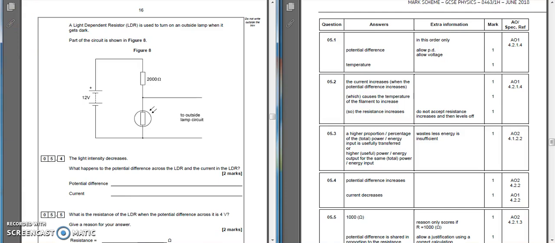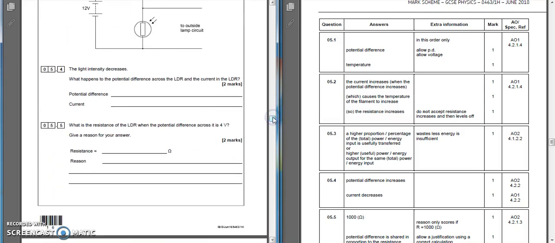Because the potential difference, the voltage, is going to be shared out across the components. So this one is going to be getting a higher and higher potential difference the more its resistance increases. For question 5.5, what is the resistance of an LDR when the potential difference across it is 4 volts?